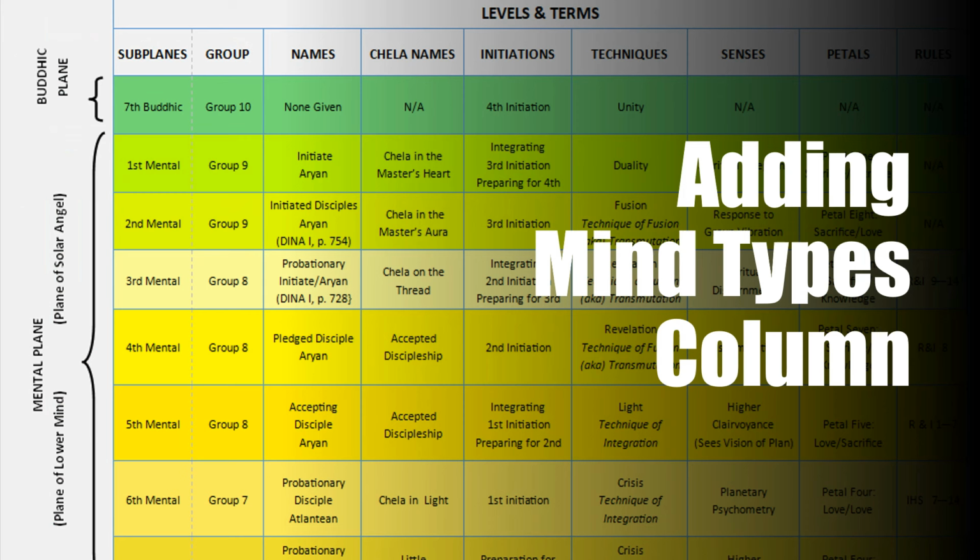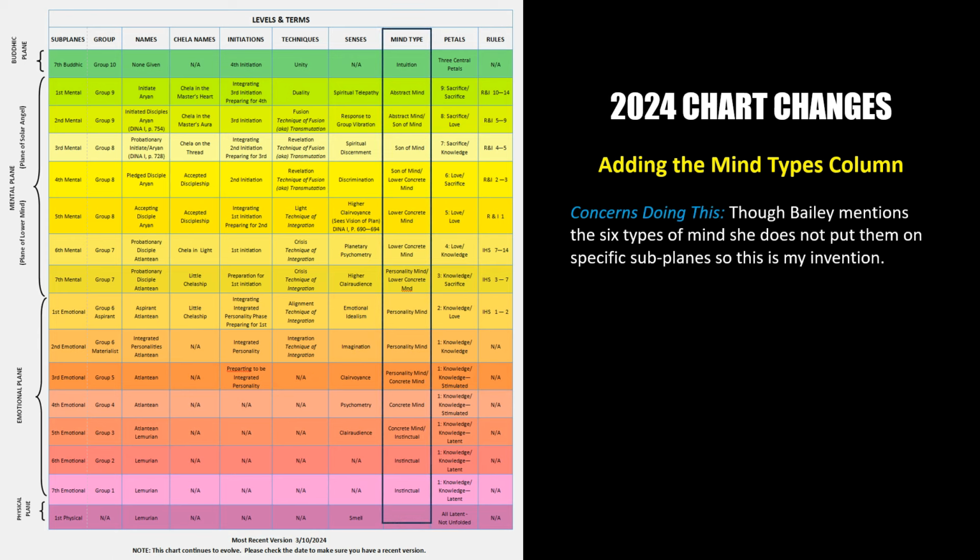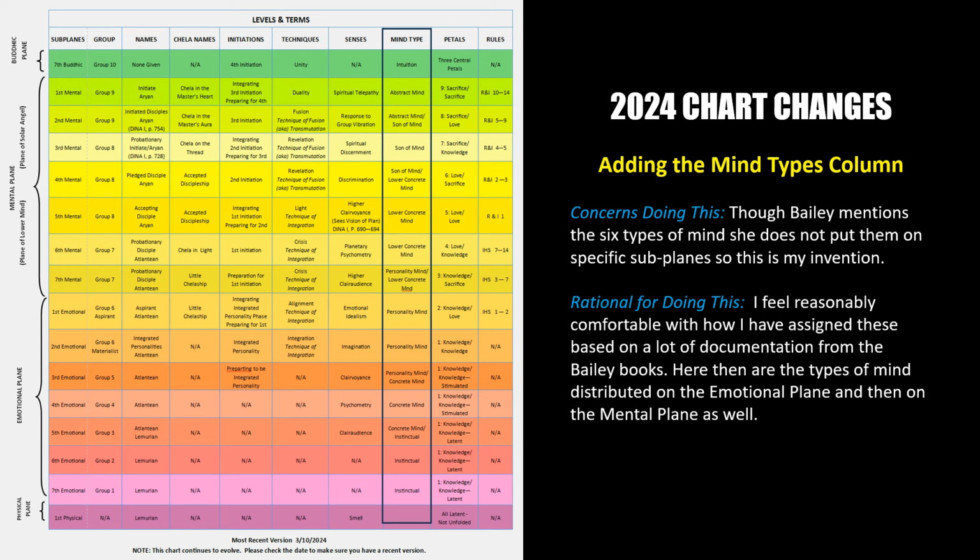I also added the column on the mind types that I mentioned before, the 6 types of mind. So here's the addition of the mind types column. My concerns doing this. Though Bailey mentions the 6 types of mind, she does not put them on specific subplanes, so putting them on the subplanes I have is my invention. My rationale for doing this, I feel reasonably comfortable with how I've assigned these based on a lot of documentation from the Bailey books. Here then are the types of mind distributed on the emotional plane and on the mental plane.